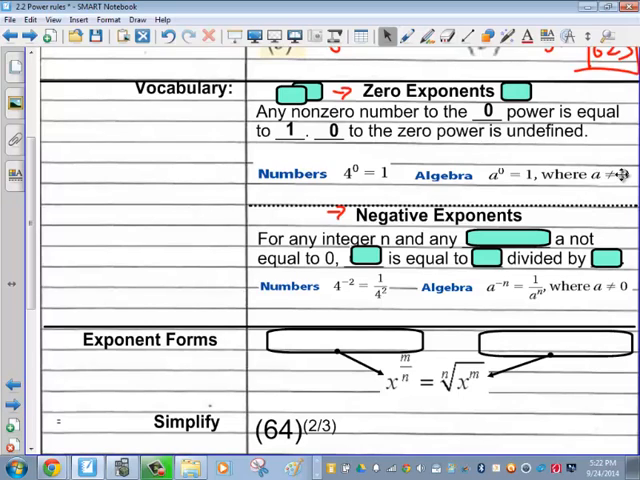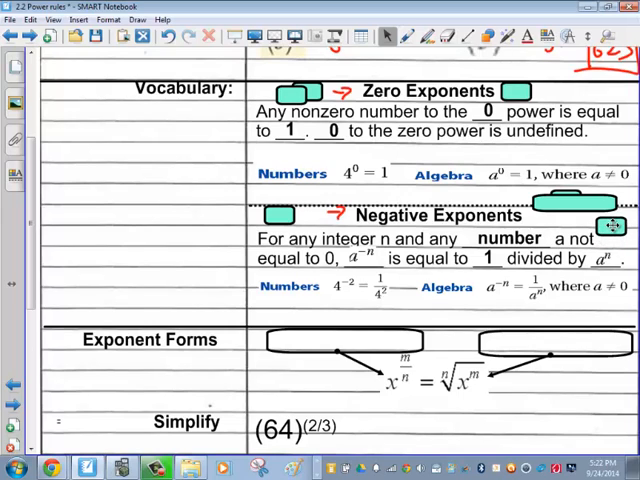Okay? Now, the negative exponents here: for any integer n and any number a not equal to 0, a to the negative n, okay? Let's say this again. For any integer n, so this is your integer, like a number, and any number a that is not equal to 0, so a could be 1, 2, 3, 4, 5, 6, 7, 8, 9, 10, any of those numbers, but it can't be 0, is equal to 1 divided by a to the n. Okay, so the 1 over a to the n, which is pretty much here. It's pretty much saying a to the negative n is equal to 1 over a to the positive n, where a is not equal to 0.